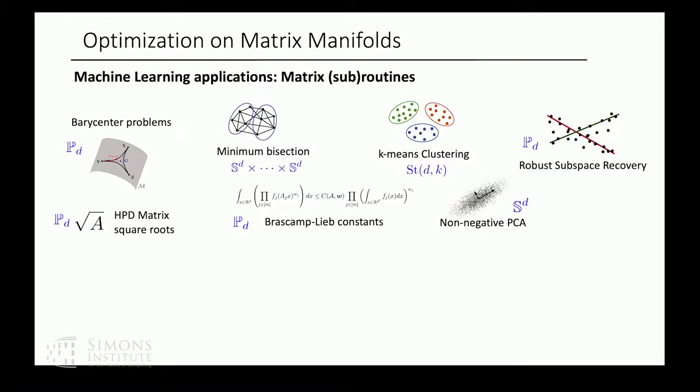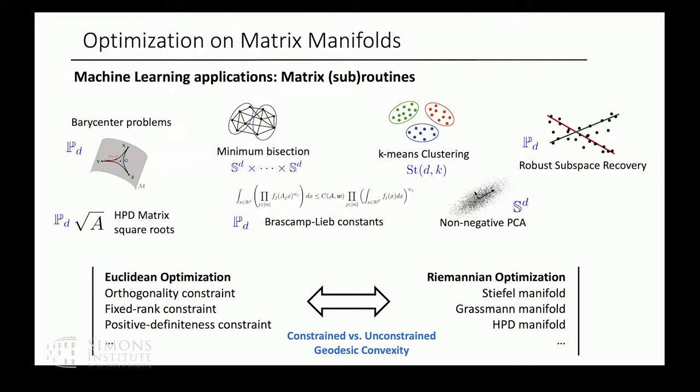If we take a step back and think about how we might solve such optimization problems, there is always the option to use Euclidean methods, right? We could use classical tools from Euclidean optimization over matrices or vector spaces. Then the specific structure of the matrices that we're working with would enter as a constraint. So if we're optimizing over positive definite matrices, we would put a positive definiteness constraint.